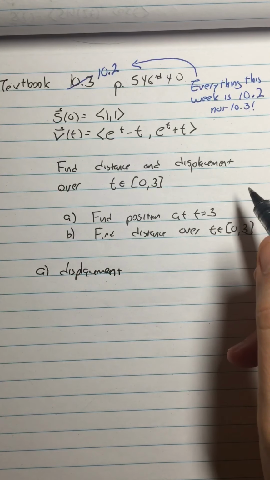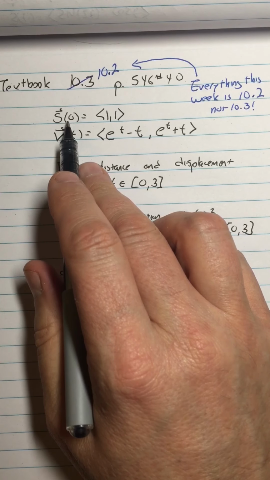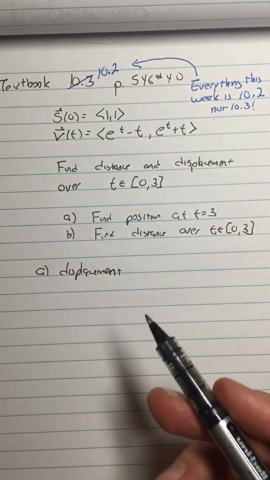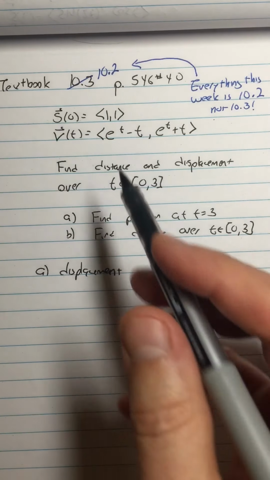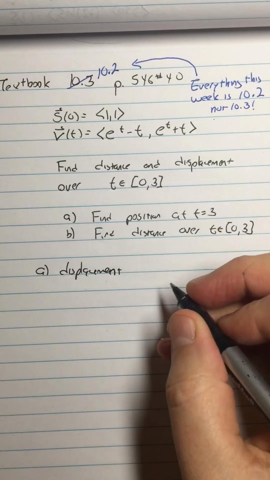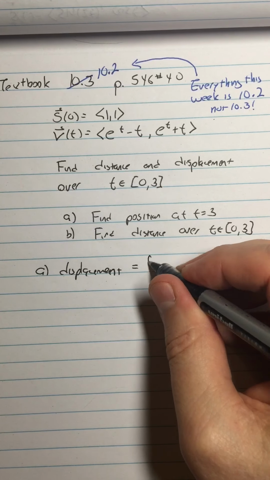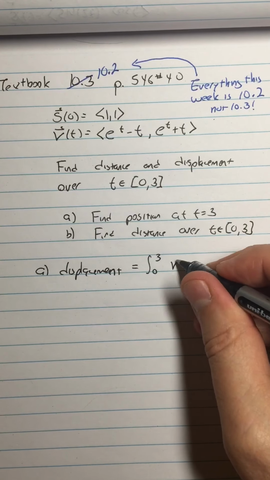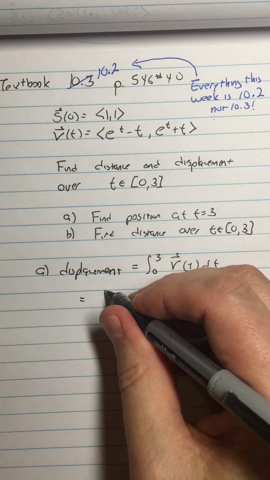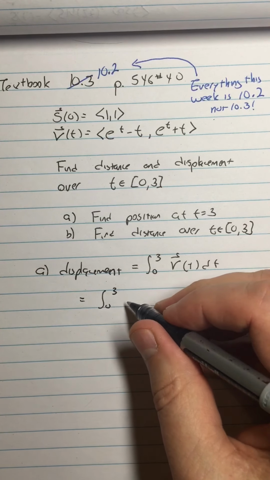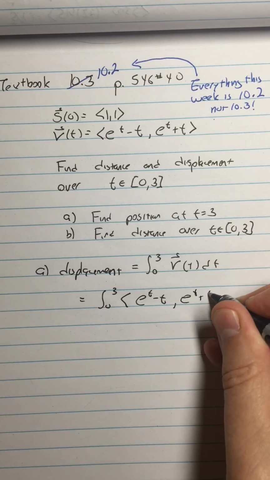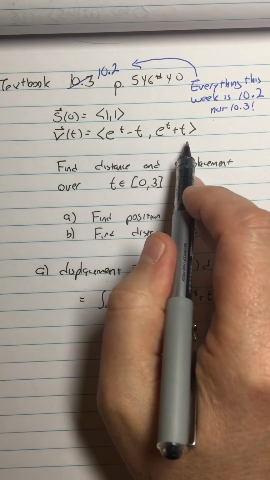Since we're given the position at t equals 0, I guess I put that here, and I wrote it as a vector. So the position vector at time 0 is 1, 1. In order to find the position, we need to take the initial position and add the displacement to it, just like an accumulation problem, really. So the displacement is the integral from 0 to 3 of just the vector function v of t dt. That is equal to the integral from 0 to 3 of e to the t minus t, comma e to the t plus t dt, because this is our velocity function.